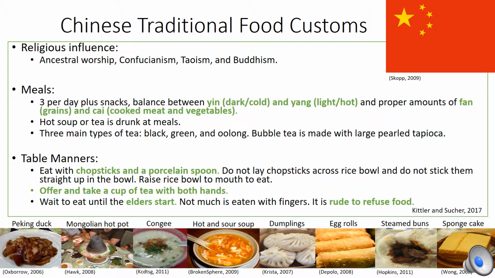Hot soup or tea is drunk at meals, and there are 3 main types of tea: black, green, and oolong. Bubble tea is made with large pearl tapioca. Items around etiquette include that people eat with chopsticks and a porcelain spoon. However, you do not lay your chopsticks across the rice bowl, and you do not stick them straight up in the bowl. Also, when eating rice, you raise the bowl to your mouth to eat.